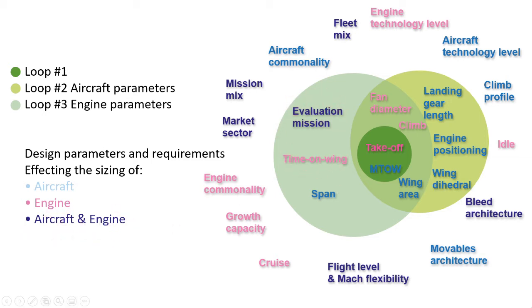The independent considerations are aircraft technology level, climb profile, bleed architecture, which is related to eliminating air from fuel lines, idle movables architecture, flight level, and Mach flexibility, which is related to stable speed variations according to specific conditions, cruise, growth capacity, engine commonality, aircraft commonality, market sector, mission mix, fleet mix, and engine technology level.